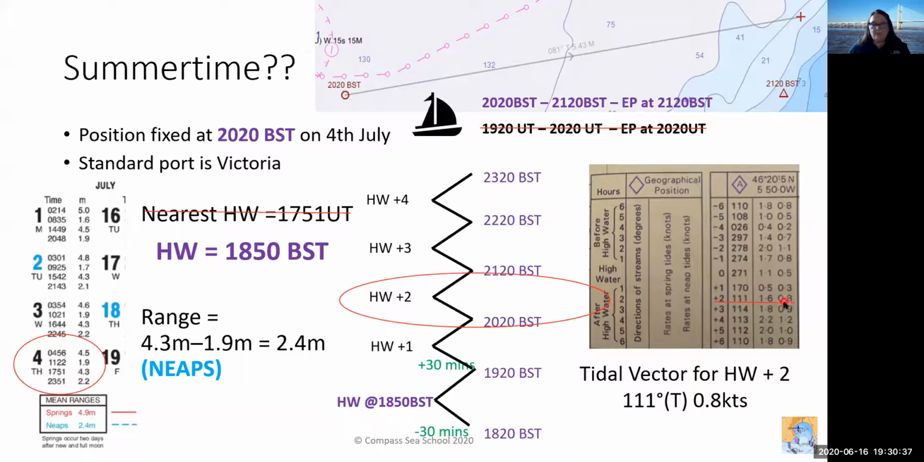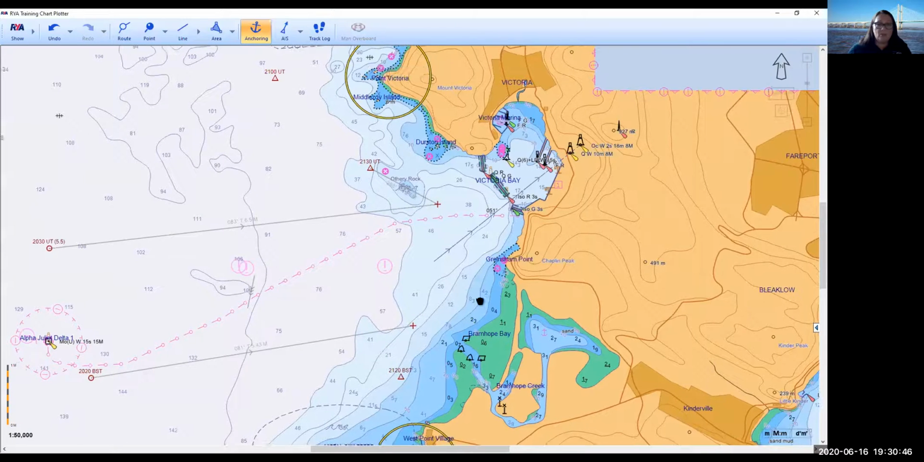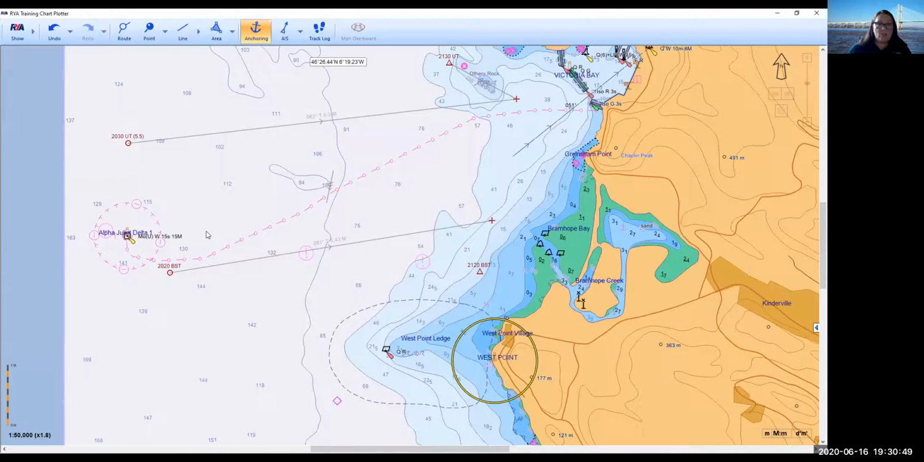Okay, so what does it mean now? Well, for this one, what we can do is go back to our chart plotter, click resume share, and we can take a quick look back down here. Okay, all see the chart plotter? Good. All right, fabulous. So we've got our fix here at 2020. This time we were perhaps sat off the Alpha Juliet Delta platform, perhaps been watching the world go by, and we decided to sail back in towards Bramhope Bay.